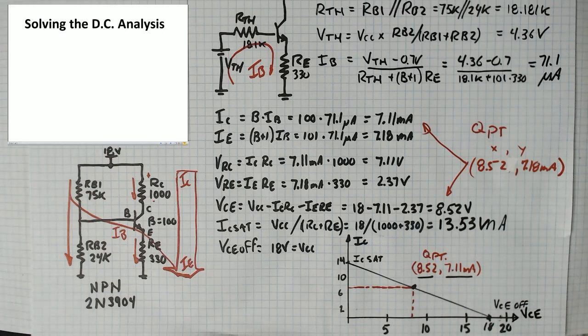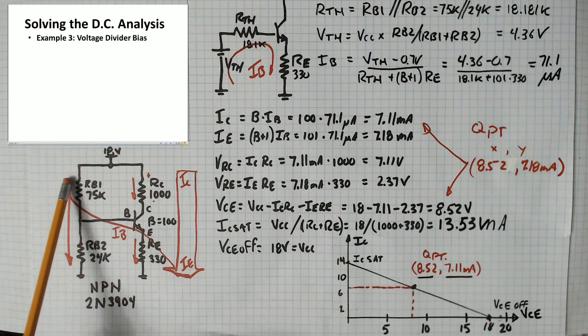Another example of solving for the DC analysis. This is example 3 for the voltage divider bias circuit. In the voltage divider bias circuit, we've added a second resistor down here on the base, and these are lower values of resistors which result in a stiffer voltage source that creates the base drive circuit. And this gives us a more consistent operating point even though the betas are different.